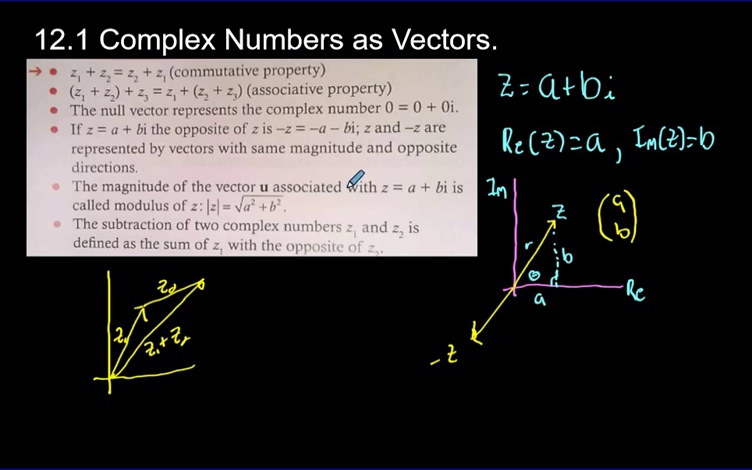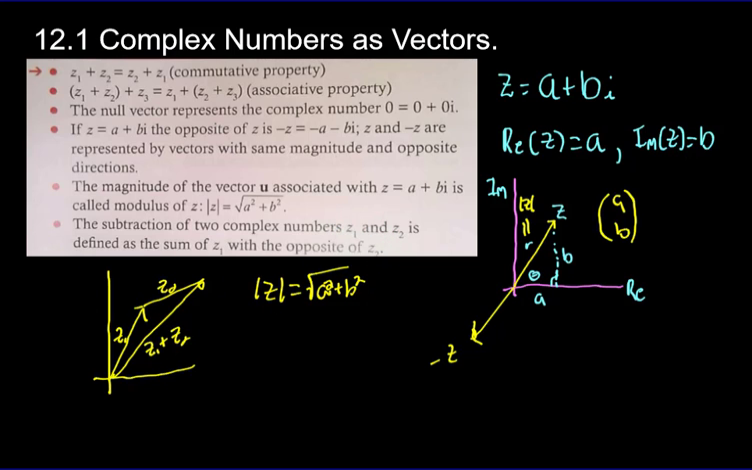The magnitude is associated with a plus bi, and we can see how that ends up happening. If we take the magnitude, this little r, this distance, is going to be the magnitude of that complex number, and we can use this formula. The magnitude of a complex number is the square root of the real part squared plus the imaginary part squared. The subtraction of two complex numbers is defined by the sum of z1 with the opposite of z2, and that holds from vectors, as we've seen before.